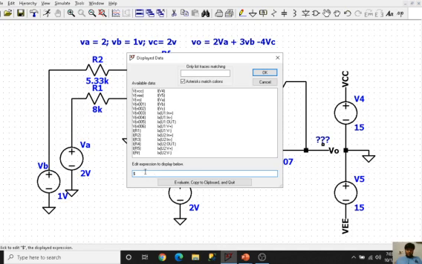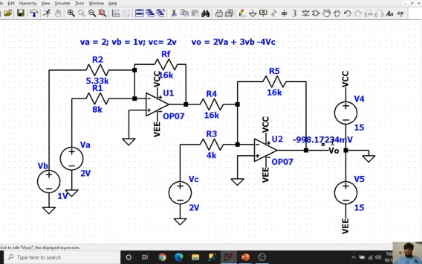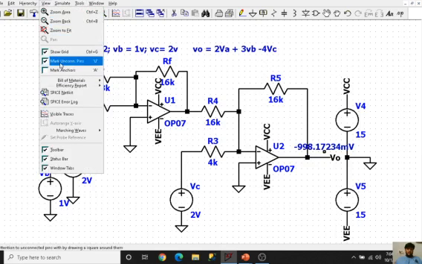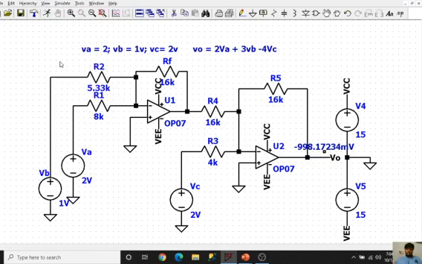So what if we would like to see the picture over here? We can go and click VO, and over here, there we go, minus 998.17234 millivolts. Now what if we would like to remove this dot? Go to view, mark unconnected pins. Yeah, there we go. So this is a linear equation solver.